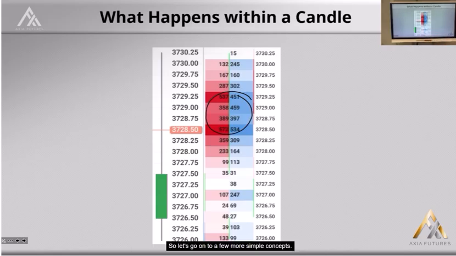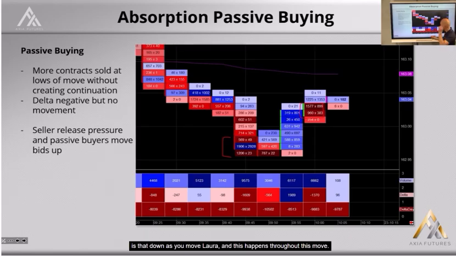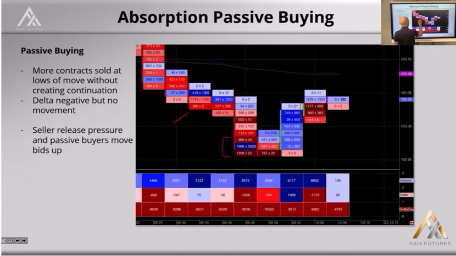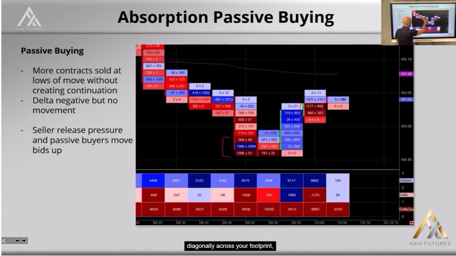Right, so let's get on to a few more simple concepts. First up, passive buying. Now, what we're looking at here is that as you move lower, and this happens throughout this move, if you look up here, 392 versus 0, you get 557 versus 206. So what you're seeing there is sellers have to do a lot of work to get the market to go down. At the same time, if you look diagonally across your footprint, at the point where you had a bid here and an offer here, you actually still see buyers hitting as well.